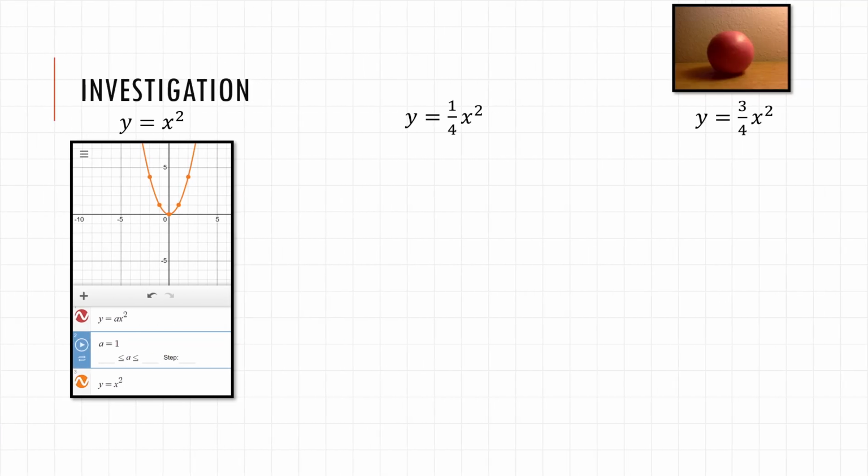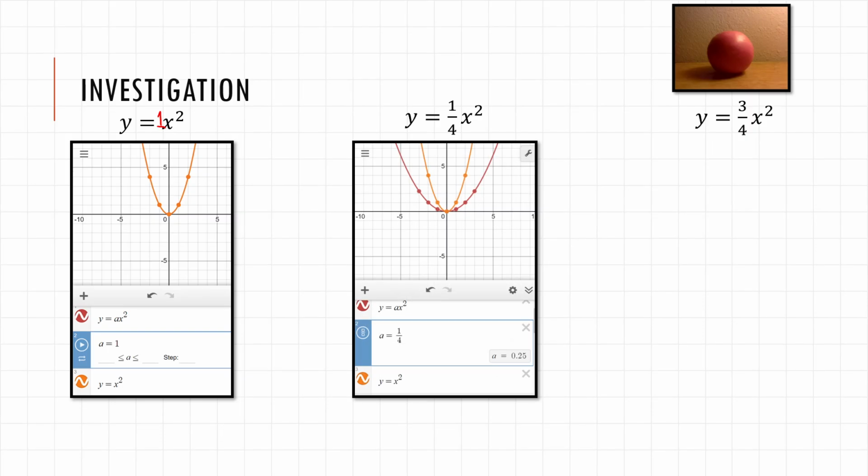Continuing our investigation, let's now look at what happens when we take that value of a, and again, it's starting at 1, and let's see what happens as we make it smaller. Okay, so this is 1 over 4, and this is 3 over 4. So we've got this quadratic, again in red, ax squared. Here we see it when the value of a is 0.25, or 1 over 4.